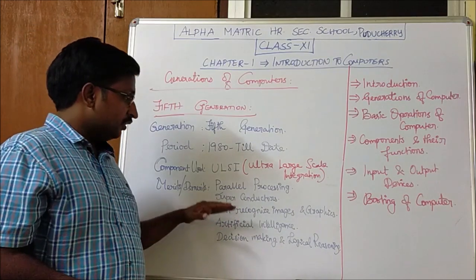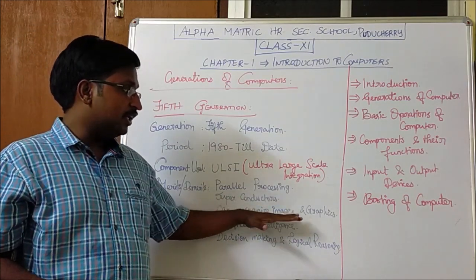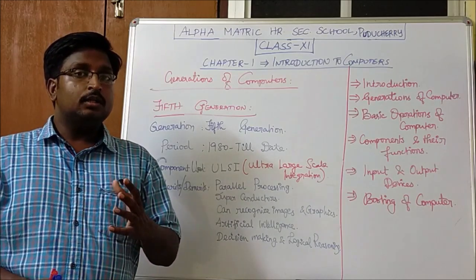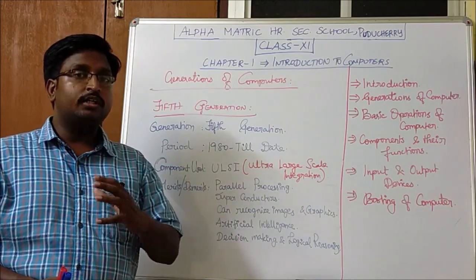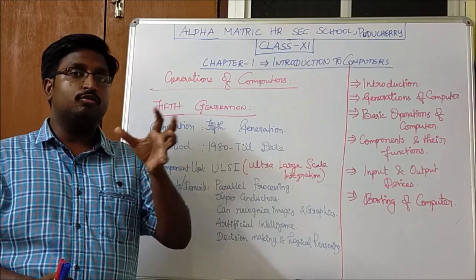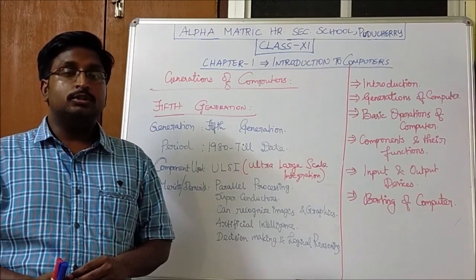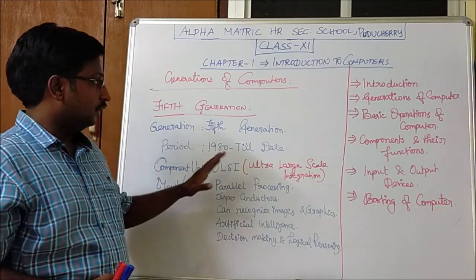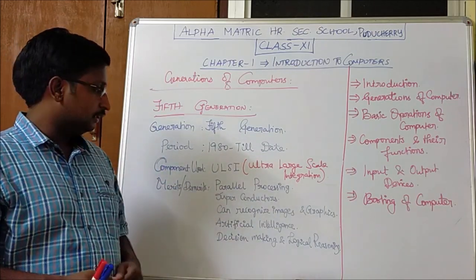Next is that it can recognize images and graphics. The computer is able to understand what an image is or what a graphic is, what the content is, and what the image tries to convey as an input. All these things can be understood by the computer in this fifth generation.